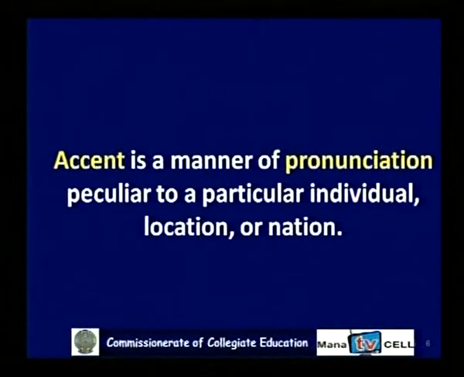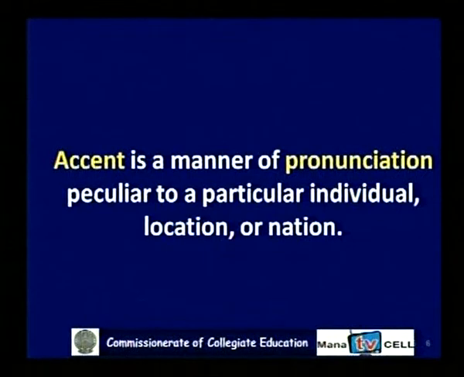Then coming to accent. Before going further, we must know what is meant by accent. Accent is a manner of pronunciation peculiar to a particular individual, location or nation. That means accent varies from place to place. For example, if you come from the Rayalaseema region, or from the Andhra region, or from any other place, your accent will be different. So, we can make out which place people are from. That means by listening to the language, we can understand which place they are from.